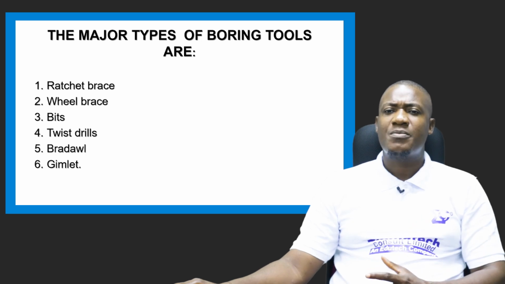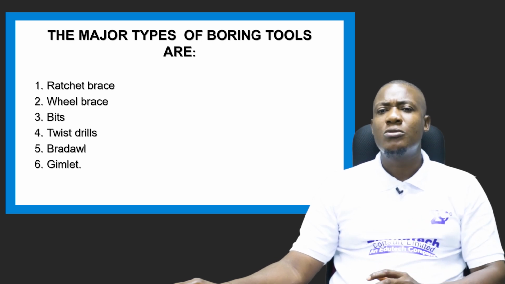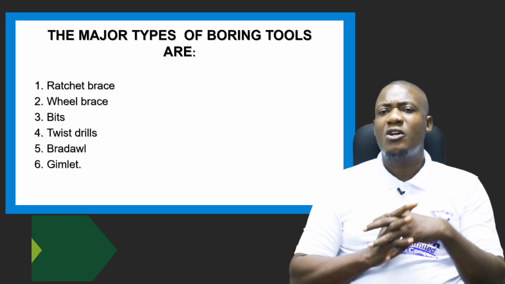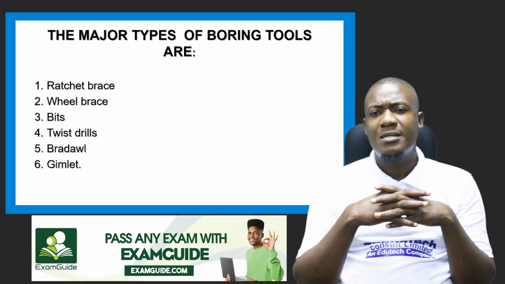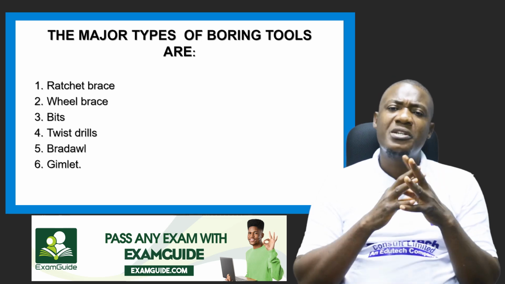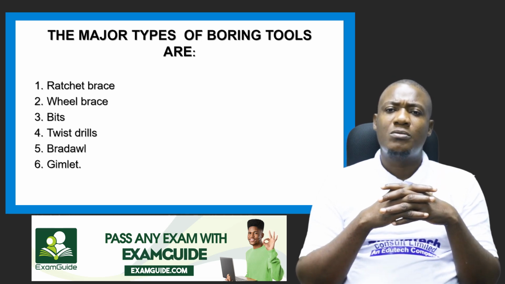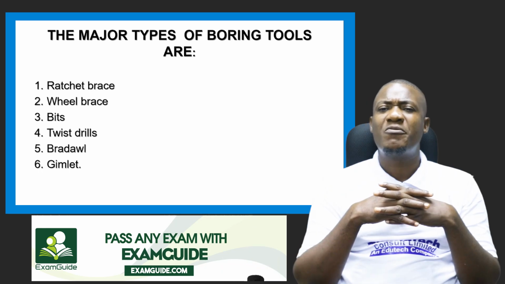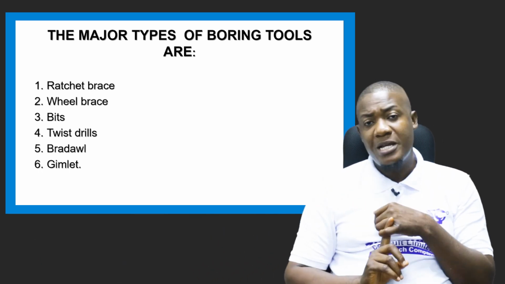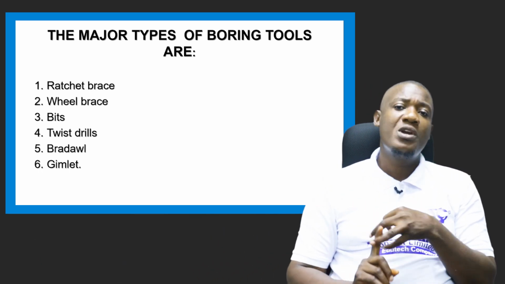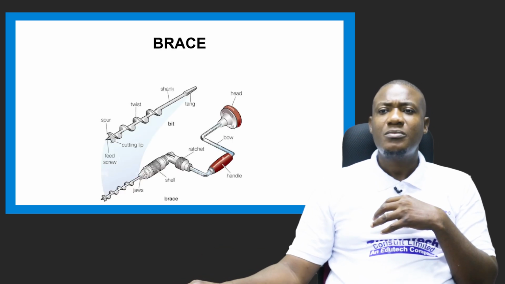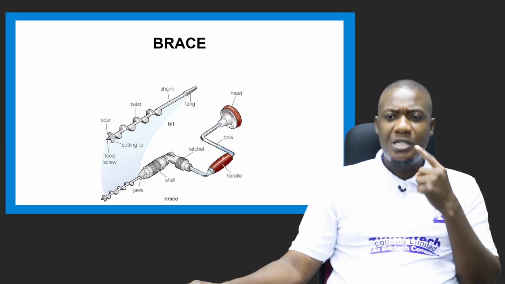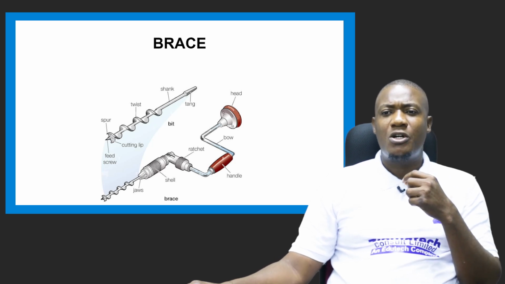The brace is a boring tool that ordinarily cannot be used to bore holes on the wood unless we have drills fixed to it. Therefore, we have two types of brace. We have the ratchet brace. We also have the wheel brace. The ratchet brace is this that you're seeing on the screen.